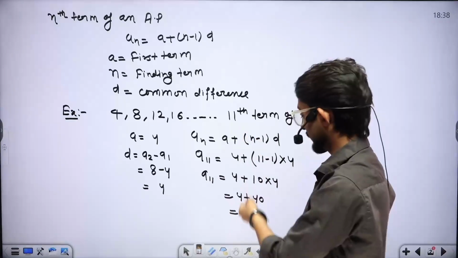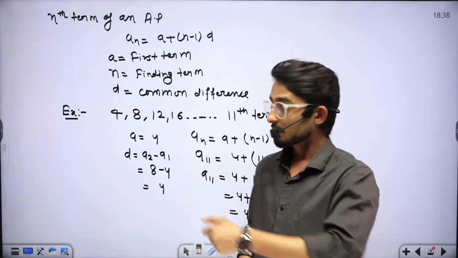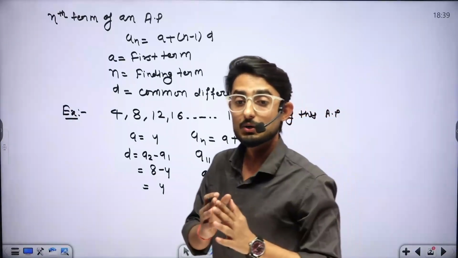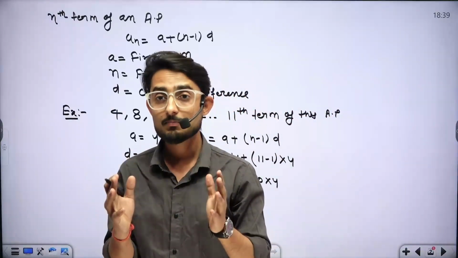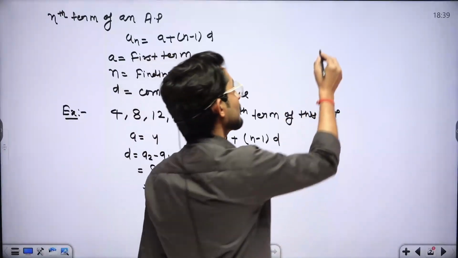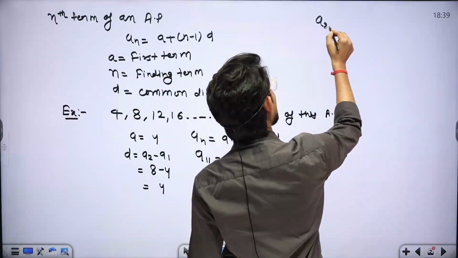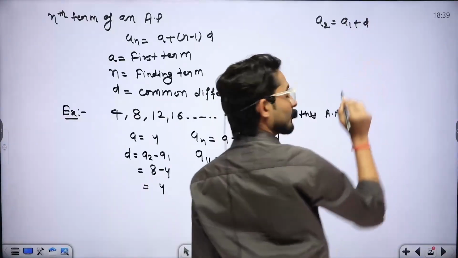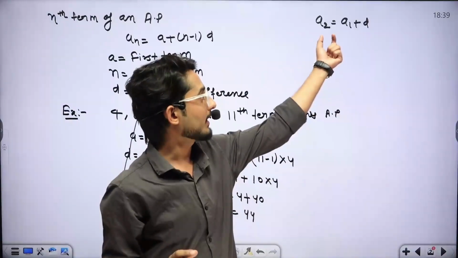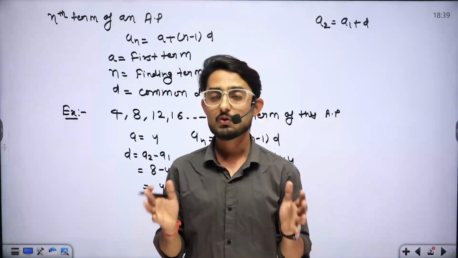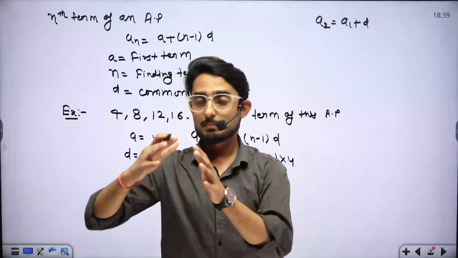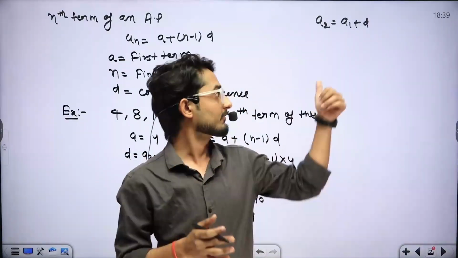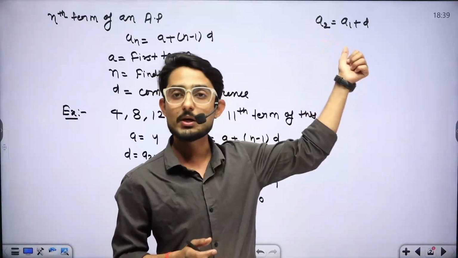You will get the 44 term when you add this term, and you will get the 11th term as 44. So from here you can get an idea. What is the idea? The idea is that you can find any next term by adding the common difference to the preceding term. For example, you want to find a2. So how can you find a2? You can find a2 equal to the preceding term. What is the preceding term of a2? a1. And you will add the common difference, plus d. So you will get a2 equal to a1 plus d.